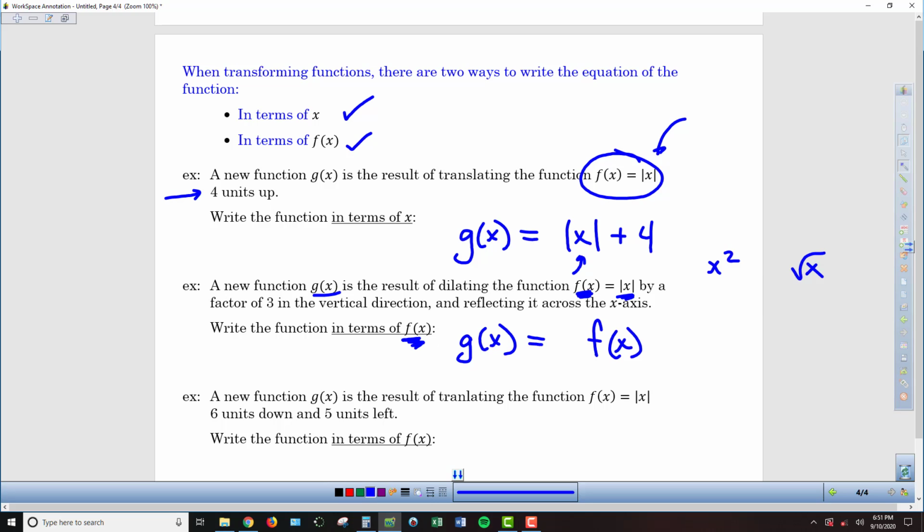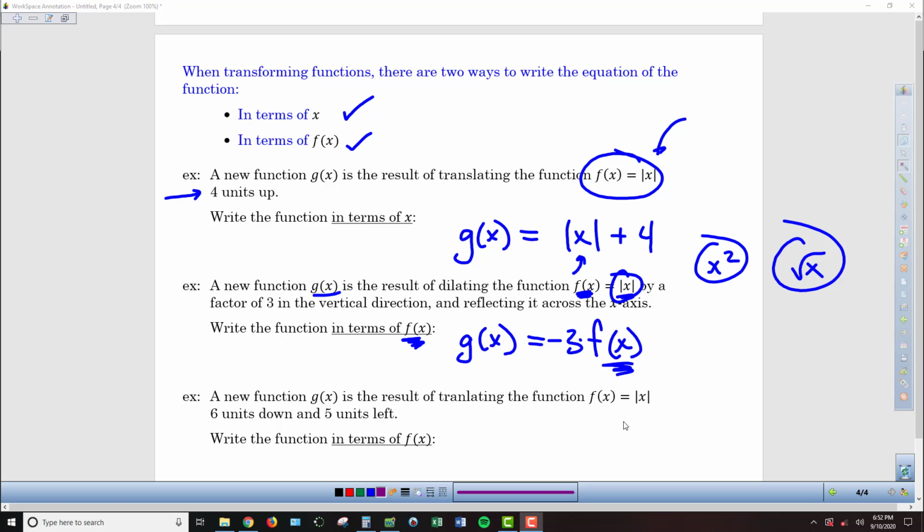So what do we need to do to it? Well, that's where they're getting into the dilation and the reflection. It says we're going to dilate the graph by a factor of 3. So that means we're going to multiply our original function f of x by 3. And then we want it to reflect across the x-axis, which hopefully we recall requires a negative sign out front. So this f of x might be absolute value of x, it might be x squared, it might be square root of x, but whatever that original function is, I'm dilating it by 3 with the multiplier out front, and I'm reflecting it across the x-axis with the negative sign out front. Now, if we had wanted to write it in terms of x, then we would just replace that f of x with the absolute value of x.